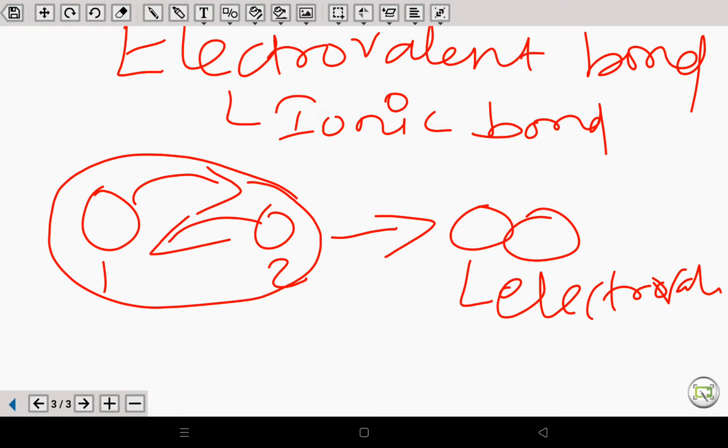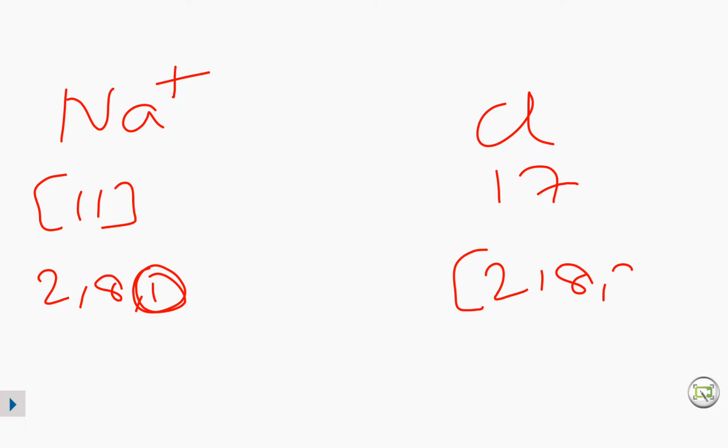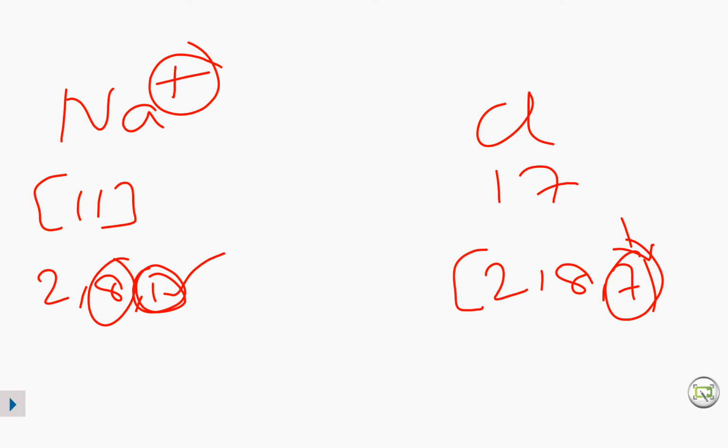Let us take an example from our book, sodium chloride. Suppose here sodium. What is the atomic number of sodium? 11. So what will be the configuration? 2, 8, 1. Sodium has one extra electron. For chlorine, the atomic number is 17, so the configuration is 2, 8, 7. Its outermost shell has 7, so it is one short. If it gains one, it will become an octet.